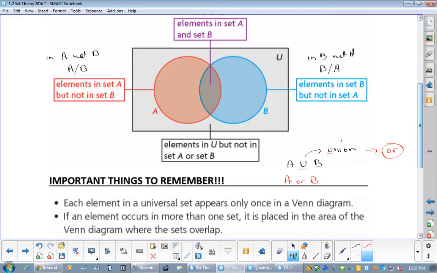So if you're in A or B, you're here, here, or here, correct? Here, here, or here. That's A or B. So if you're in Physics 20 or Chem 20, please come to the office. That would include the people in Physics 20, people in Chem 20, and the people in Physics and Chem 20. Okay, so the U is the union, and it means or.